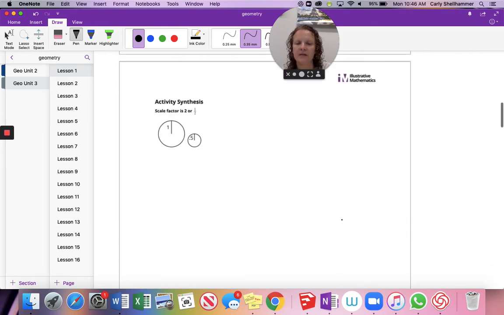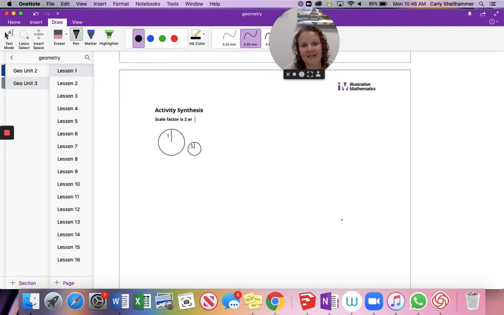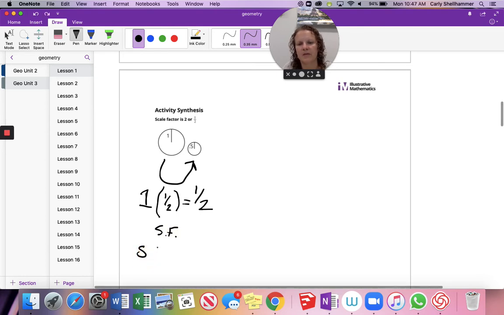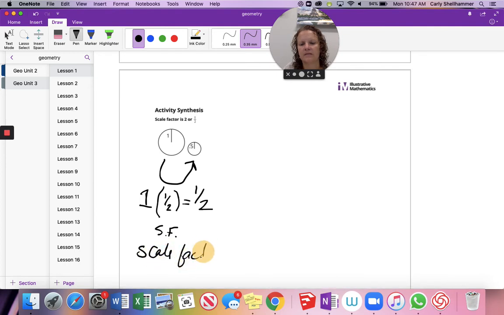Let's move on. Here we're examining circles, and if I go from this circle to that circle, the original circle has a radius of 1. The new circle, I have the pre-image and the image, has a radius of 1/2. So really, I have a scale factor of 1/2. This would be my scale factor, and I'm going to use that shorthand for scale factor. Okay, my scale factor is 1/2.